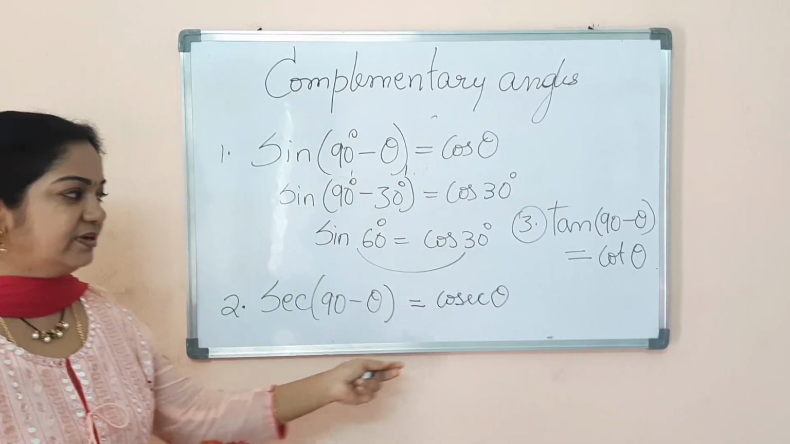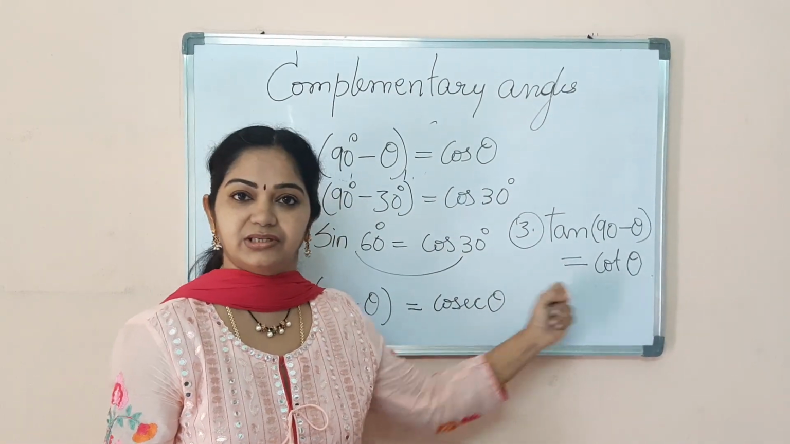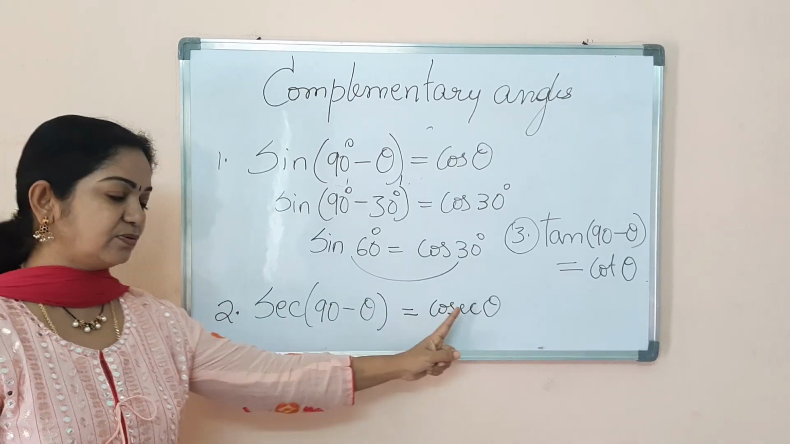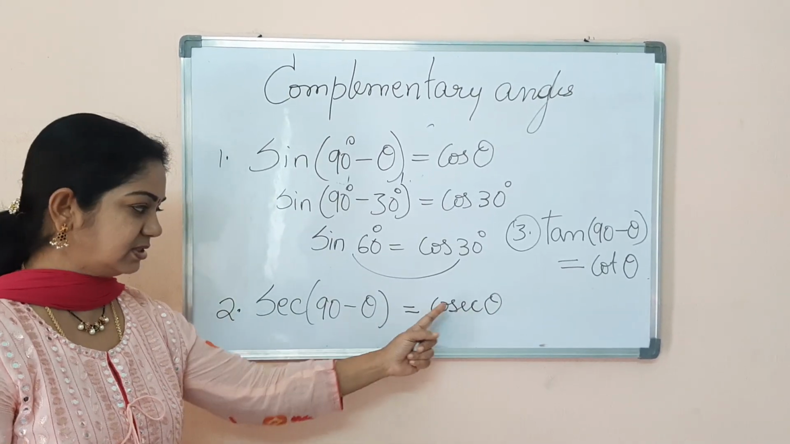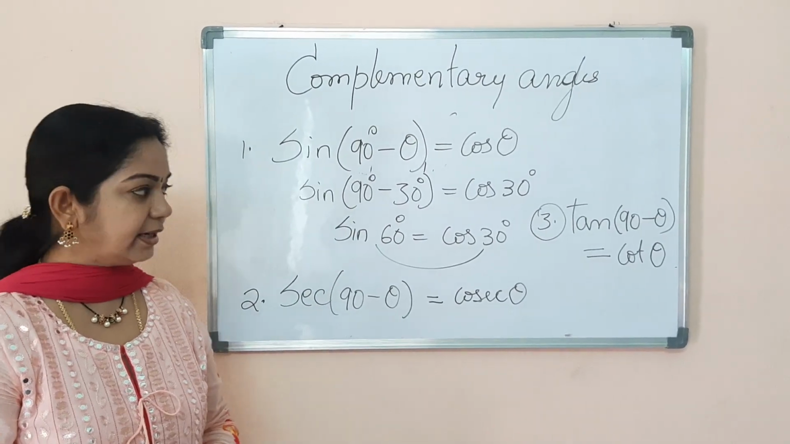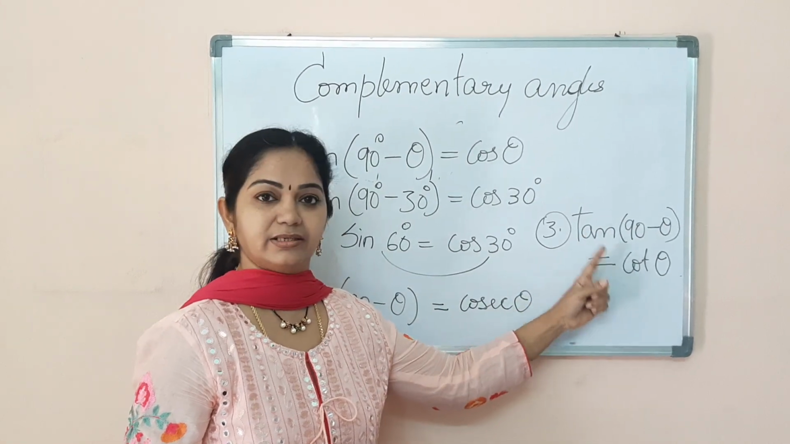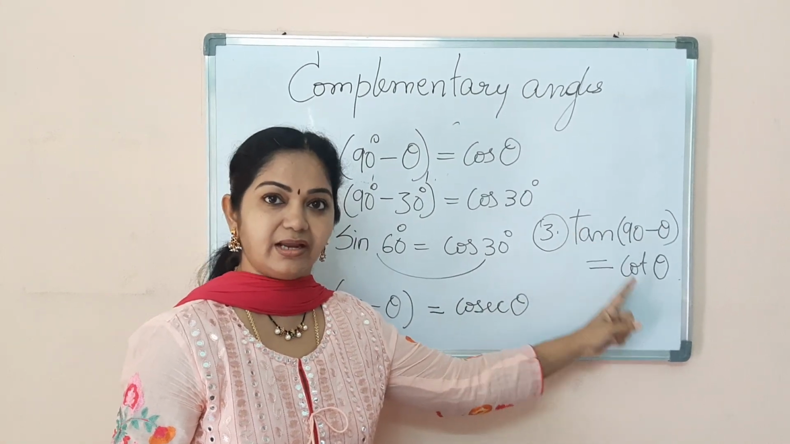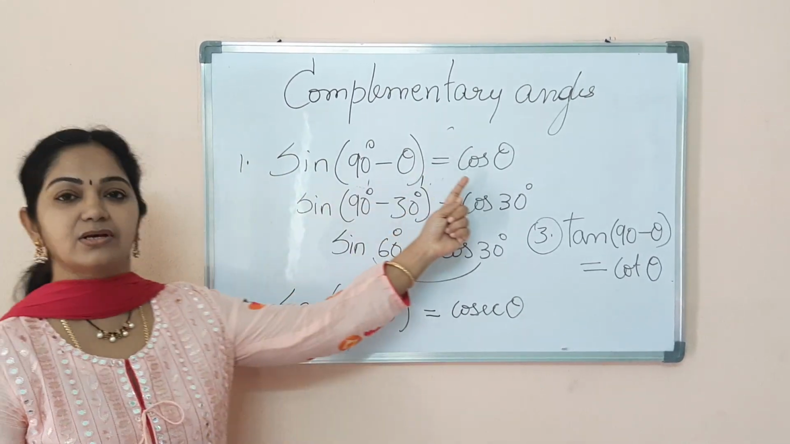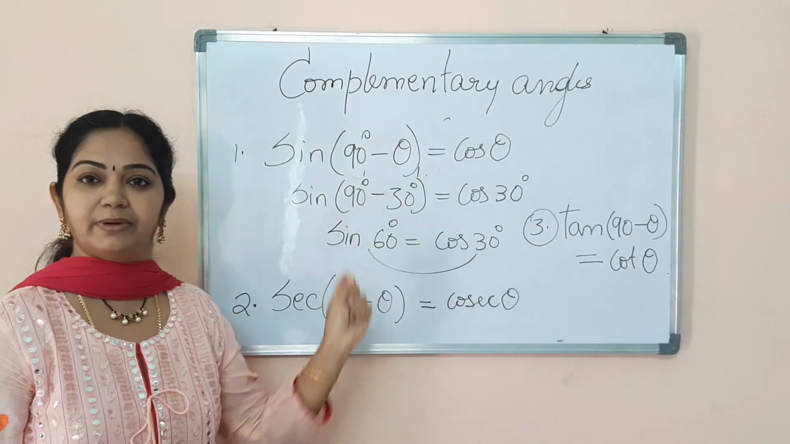That means if you take tan 30 degrees, it comes to cot 60 degrees. Here secant 45 degrees is equal to cosecant 45 degrees. So this is a complementary pair in the trigonometric ratios. And you might get one doubt here. Tan and cot are reciprocal to each other, that means they are the multiplicative inverse of each other, whereas sine and cos are not the multiplicative inverse, but they form a complementary pair.